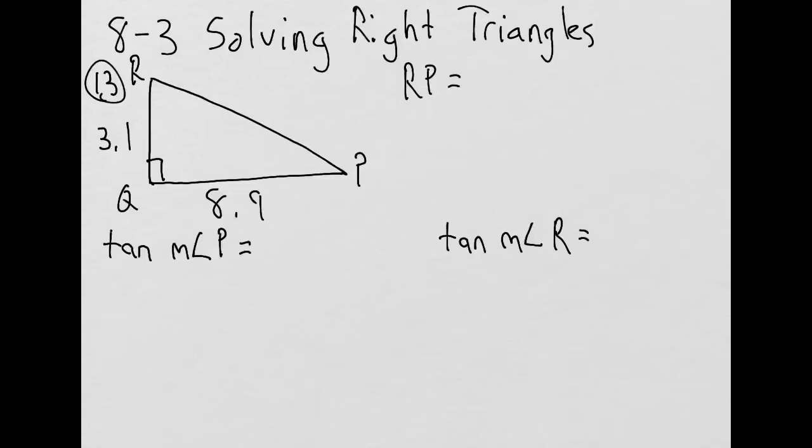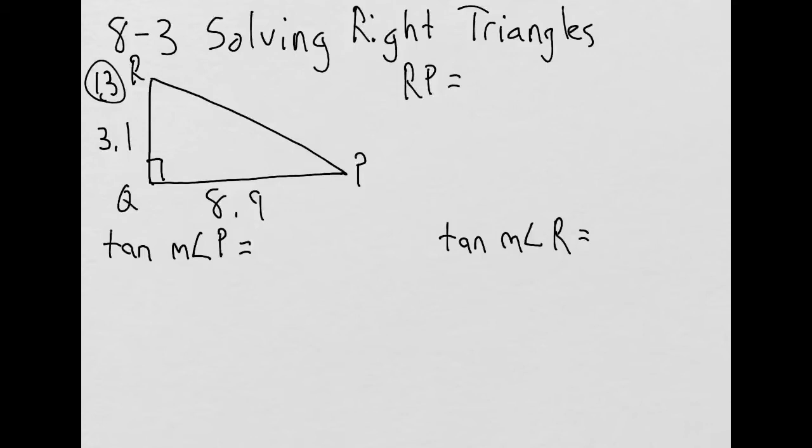For this one, we have a right triangle, RQP, and we know two of the sides. We know one side is 3.1. We know the other side is 8.9. And what we need to do is find all of the missing measurements of this triangle. So we need to find the length RP, angle P, and angle R. We already know angle Q because that's a right angle.